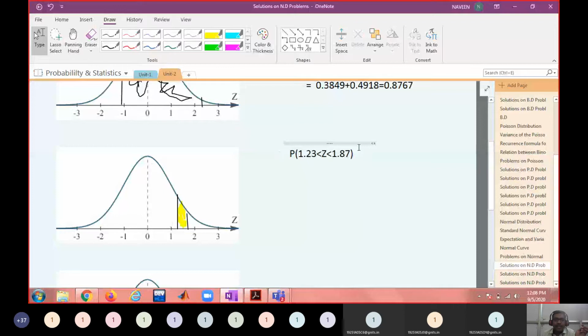This is nothing but the probability that 0 less than z less than 1.87 minus the probability that 0 less than z less than 1.23. That's it. So look at the distribution table and find out the values.